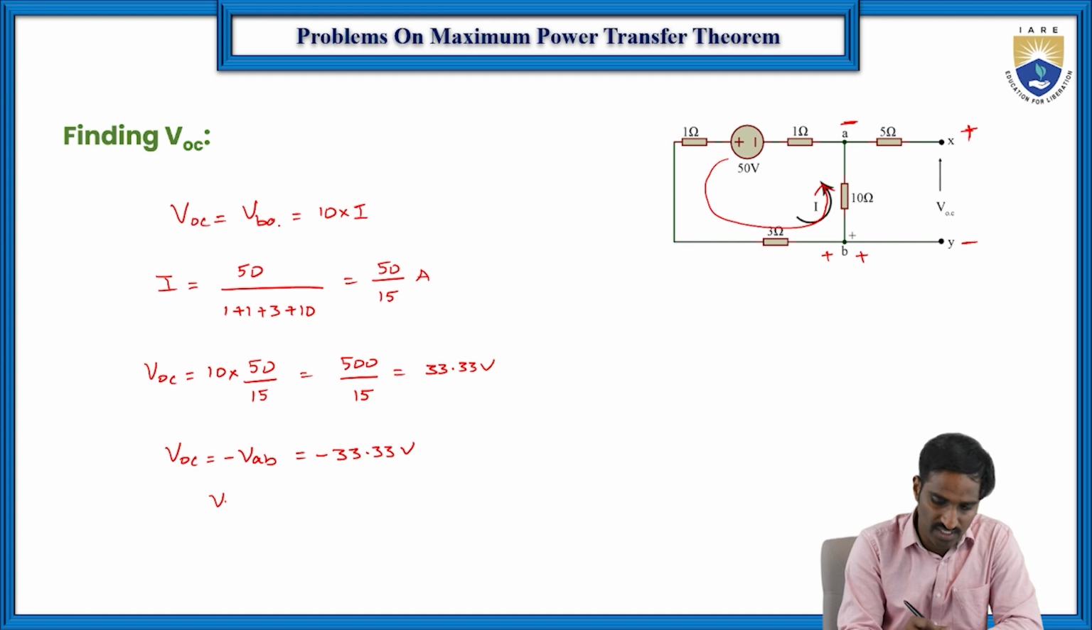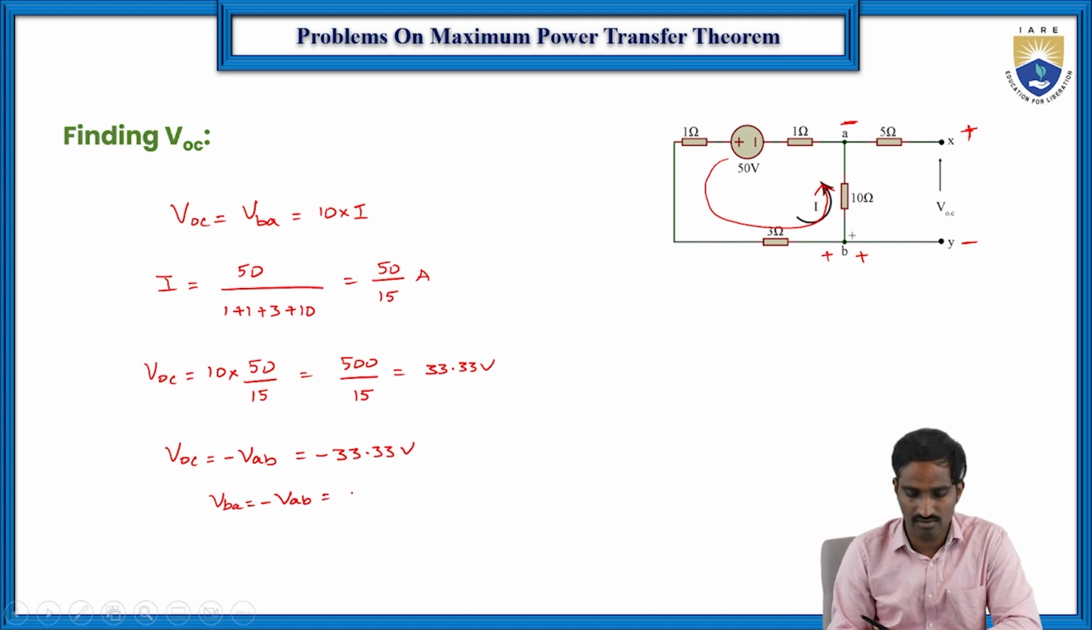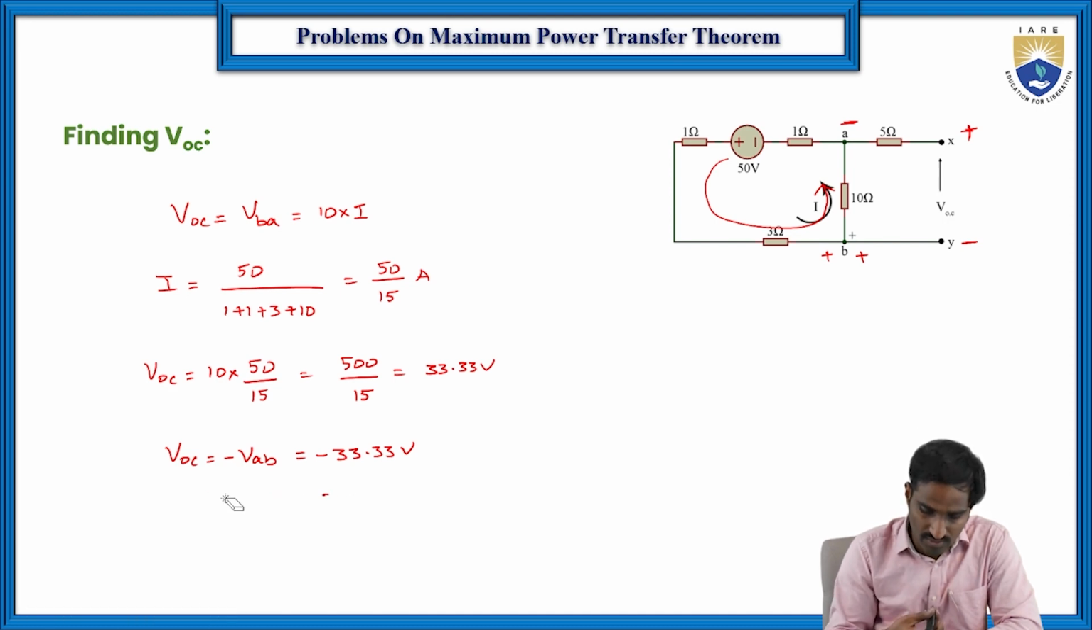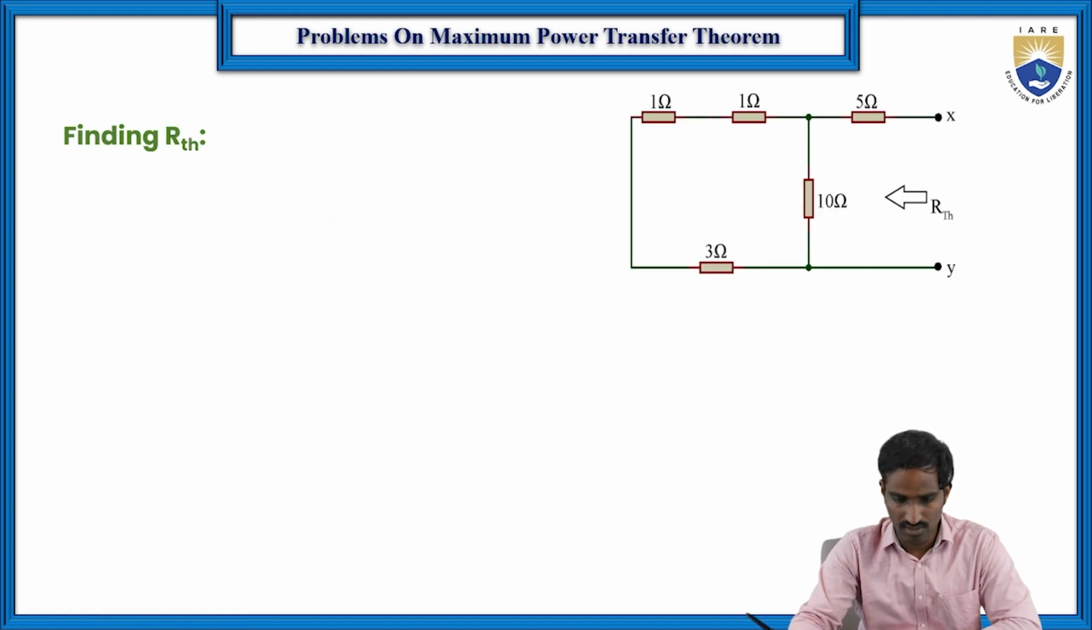Exactly, here it is VBA. So which means here VBA is equal to minus VAB. Okay, no, VAB is equal to minus VBA. So VAB is equal to minus VBA. That's why here it is minus 33.33 volts.